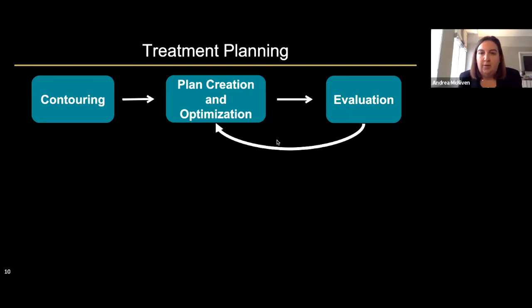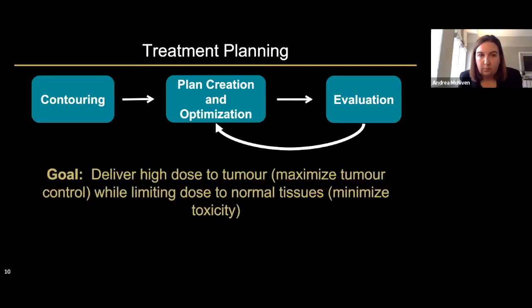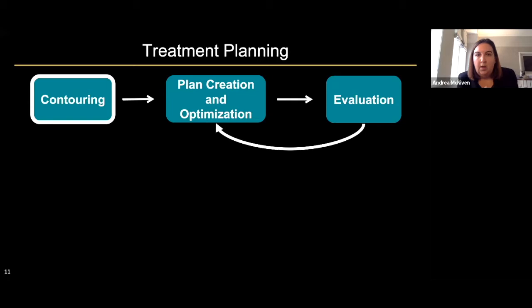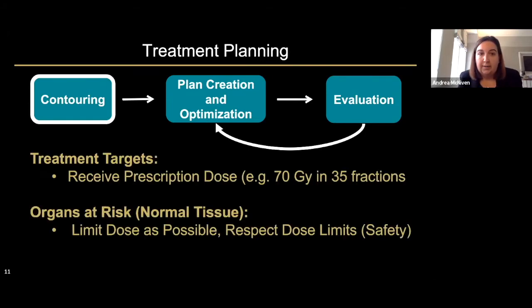And this is typically a really iterative process, with the radiation oncologist, the dosimetrist, and the medical physicist giving feedback to create a plan that will achieve that goal of target coverage while limiting toxicity where possible. So again, a reminder about the goal of the treatment. And that's really led, and first step is the importance of the contouring itself.